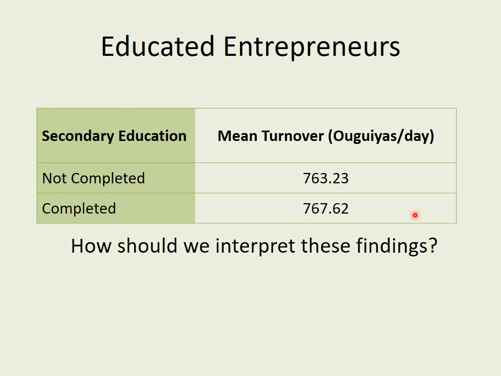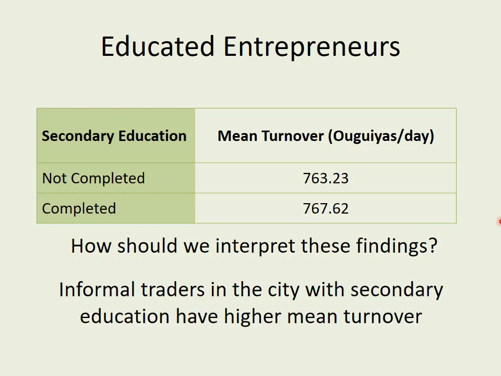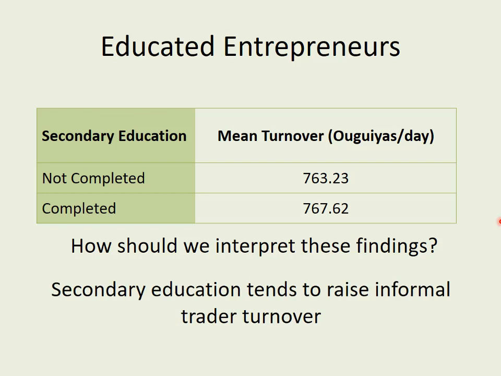So here's the first question. Does this show us that informal traders in the city with secondary education have higher mean turnover than the informal traders in the city without secondary education? So what do you think the answer to that? Write down your answer to that. Pause the video if you need to. Next question is, do these findings show that secondary education tends to raise the turnover of informal traders? What do you think the answer to that one will be? Then we'll carry on.